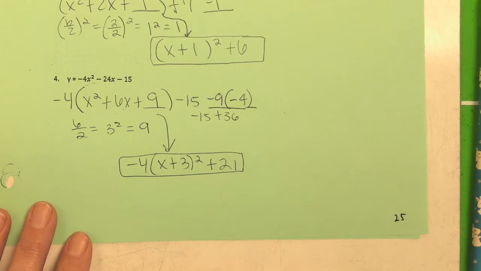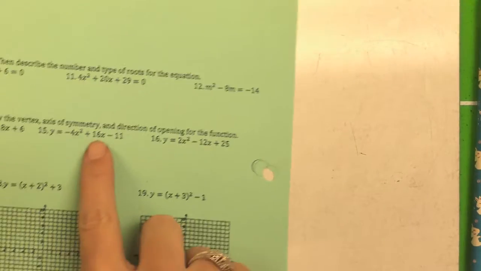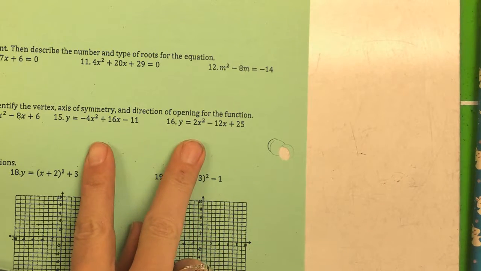Alright. I want you to try on the back, on your study guide, I want you to try 15 and 16 on your own with your partner.